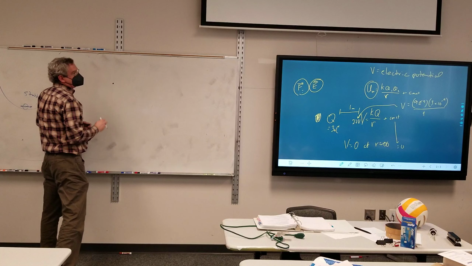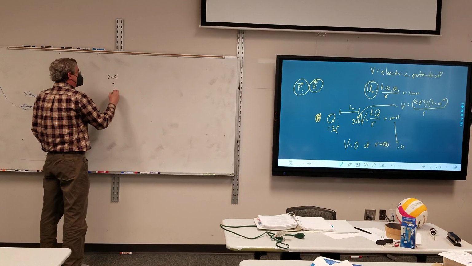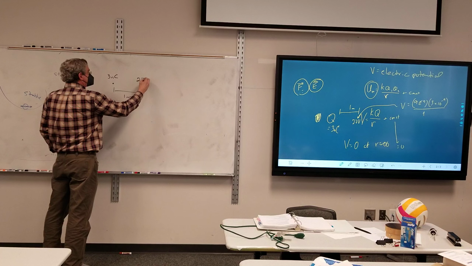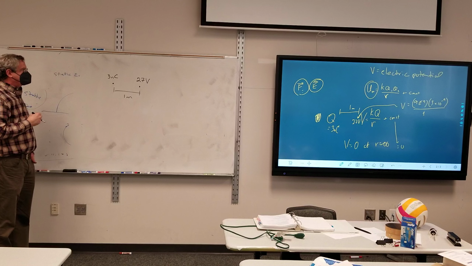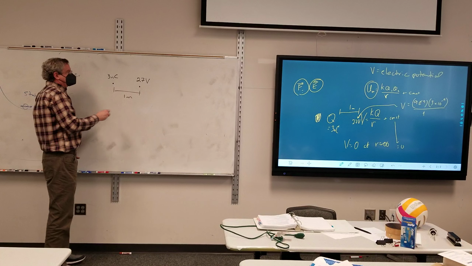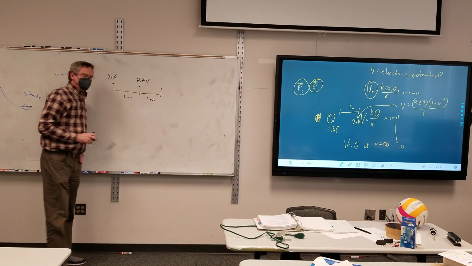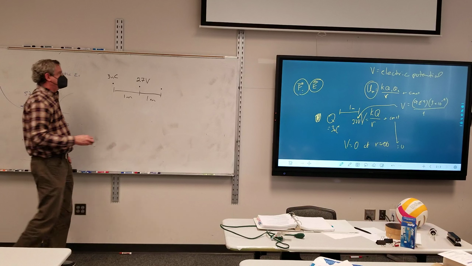So I have my 3 nanocoulomb charge here. If I am 1 meter away, my electric potential is 27 volts. If I'm 2 meters away, so I add another meter, what is my potential? 27 over 2.